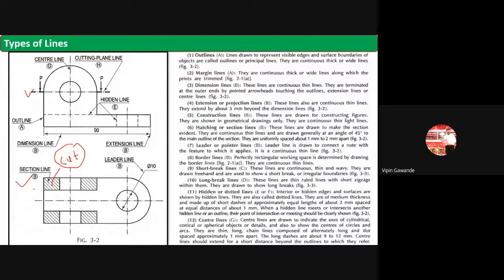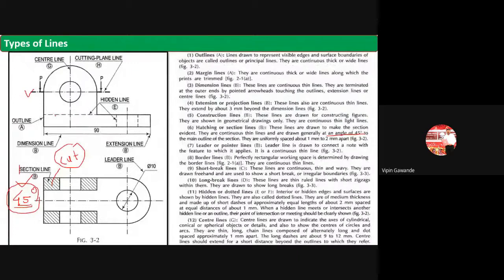I have told you the section lines are drawn at an angle of 45 degrees. So this will definitely be a question in the examination. Section lines are inclined at, so you have to remember this one, this is inclined at 45 degrees. So here this is given, it is inclined at 45 degrees. Okay. So these types of lines are there.